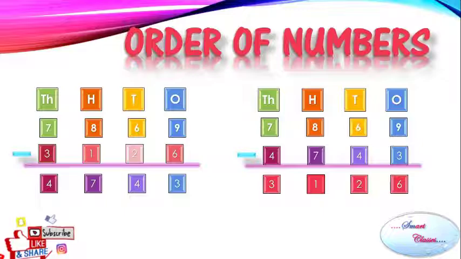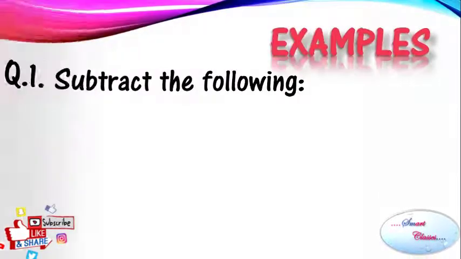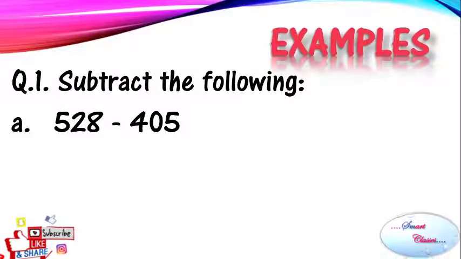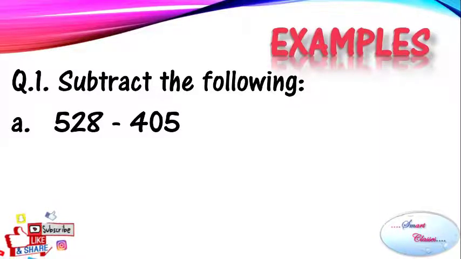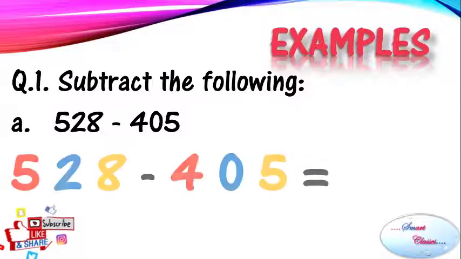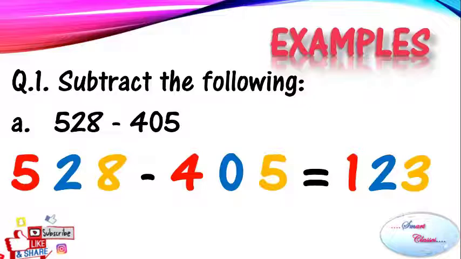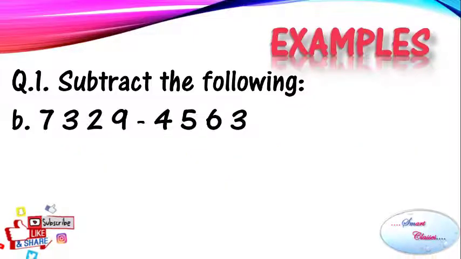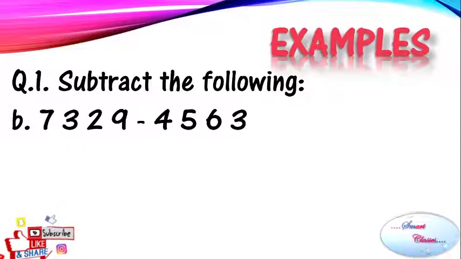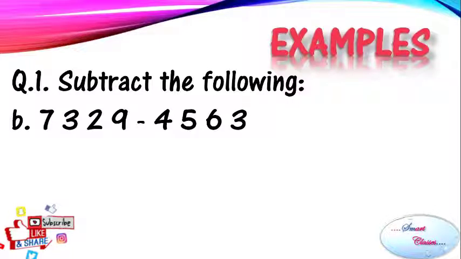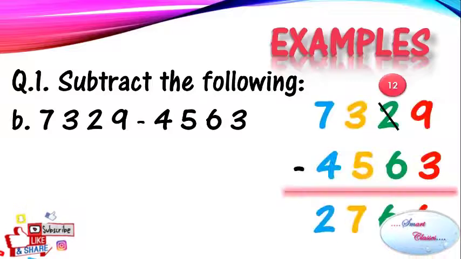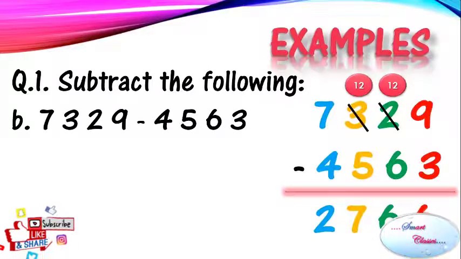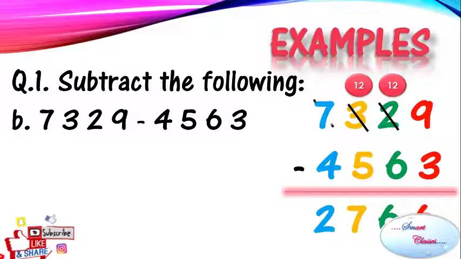528 minus 405. As we can see, these are smaller numbers, so we can solve it mentally and by the rule of the horizontal method also. Here we will have to follow the vertical method of solving the question. So we will write the smaller number below the larger one. Then we will start subtracting them.